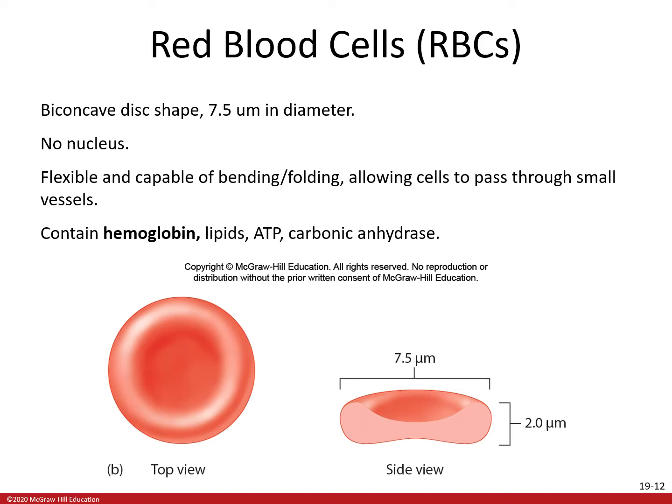They do not have a nucleus, but they can still survive without having a nucleus. They do not need it. They have everything they need to survive for a few months, and then they'll go be recycled in the liver. But due to not having a nucleus, this makes them nice and flexible and capable of bending or folding, which allows them to pass through small vessels called capillaries. They are going to contain hemoglobin, lipids, ATP, carbonic anhydrase, and that's all they really need.